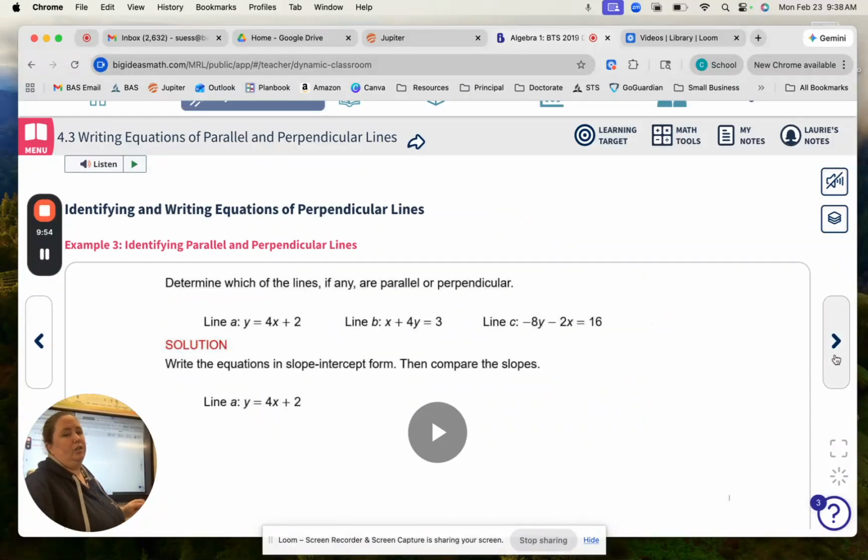If that's not in your journal, make sure you put that in your journal. Perpendicular lines, slopes are opposite reciprocal or negative reciprocal, whatever works for your brain. Opposite reciprocal or negative reciprocal, because a negative times a negative makes it a positive, so it still works.